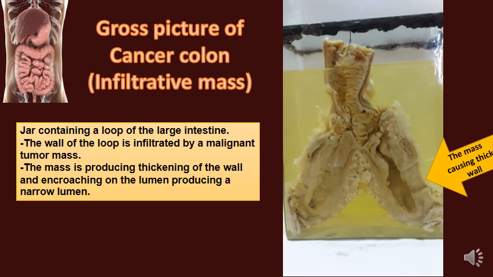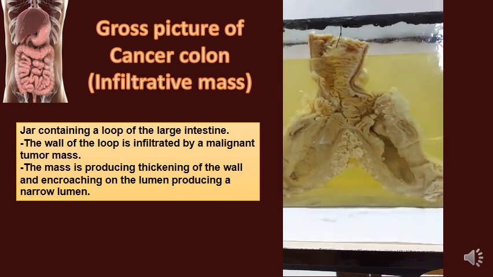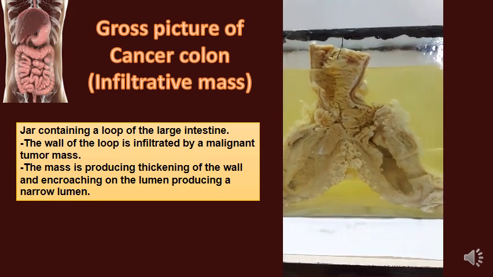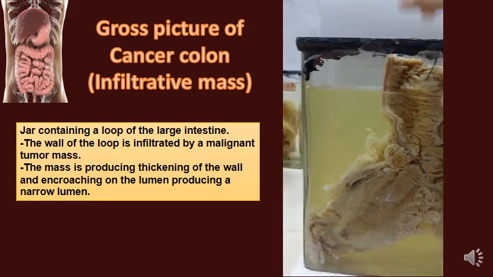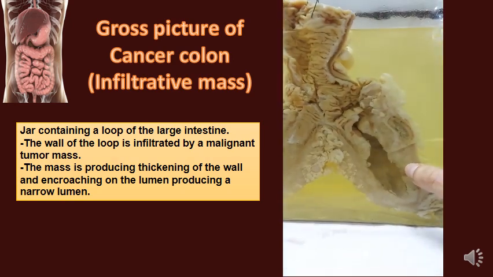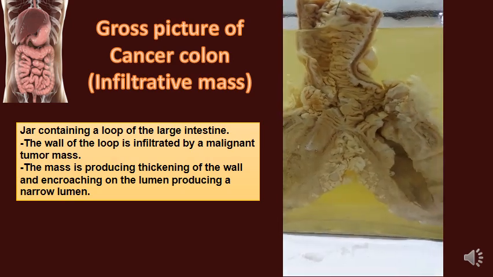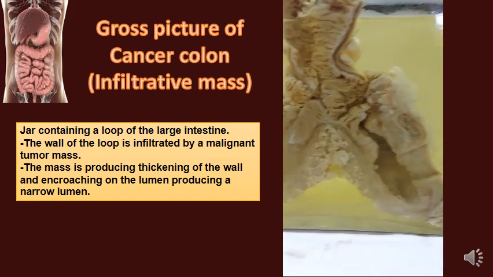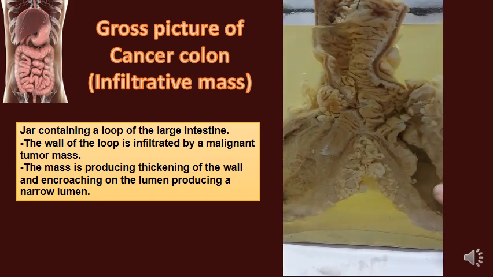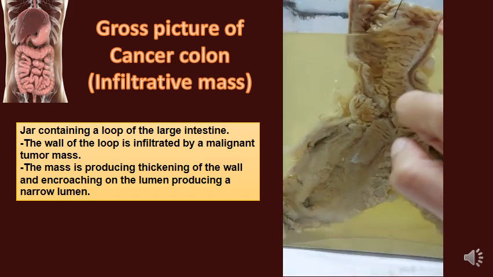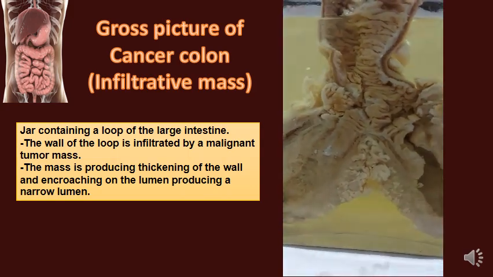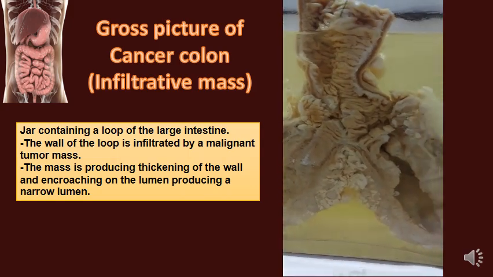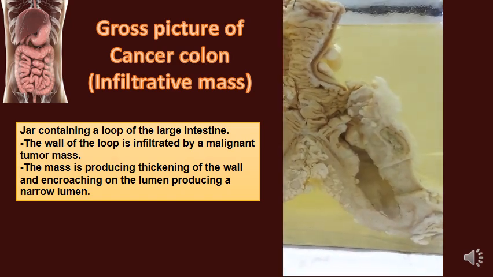The last pattern for the gross picture of cancer colon is the infiltrative mass. As we have here a loop of the large intestine showing infiltration of the wall of the loop by malignant tumor mass. It causes thickening of the wall of the loop. As we see here, this is the tumor, causing narrowing of the lumen, while the other part of the loop has normal area.